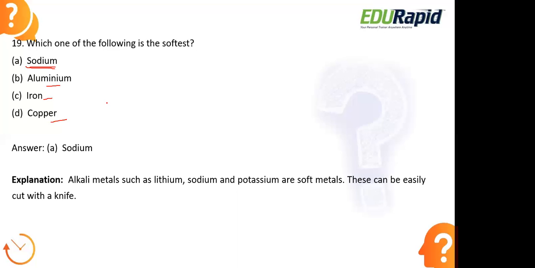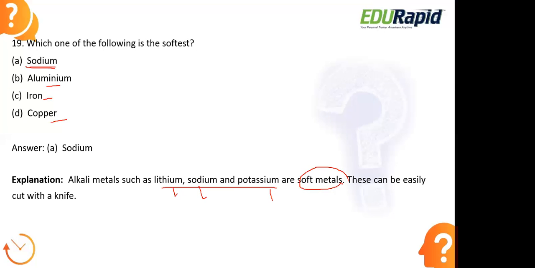But sodium can be cut with a knife. We can use a knife to cut sodium. That is one of the softest metals. Along with sodium, we have lithium and potassium. All three, lithium, sodium and potassium, are soft metals. Using a knife, we can easily cut them.